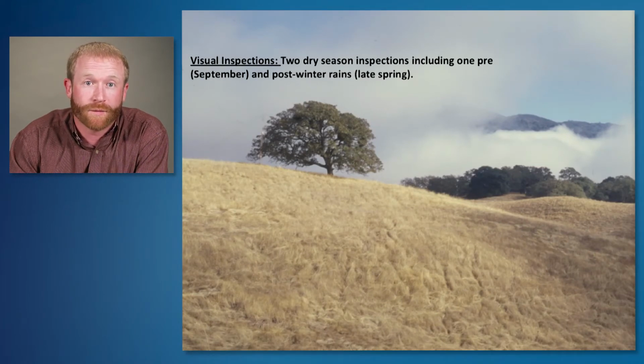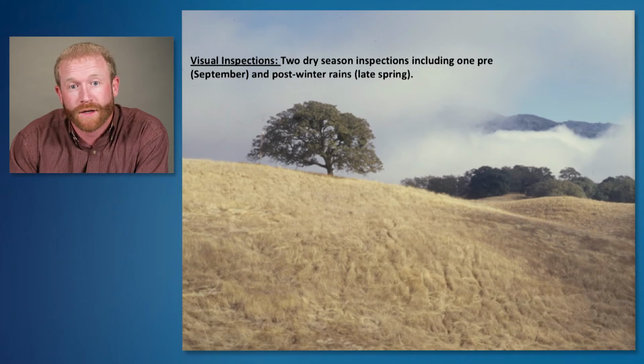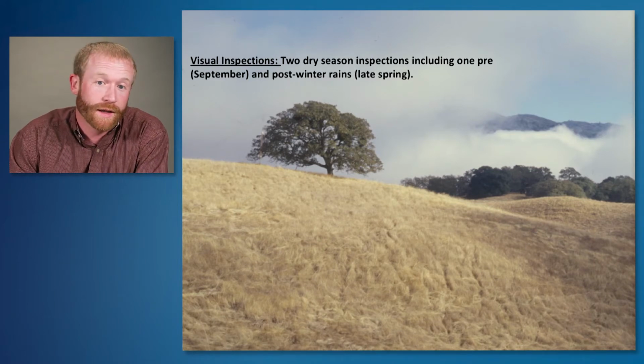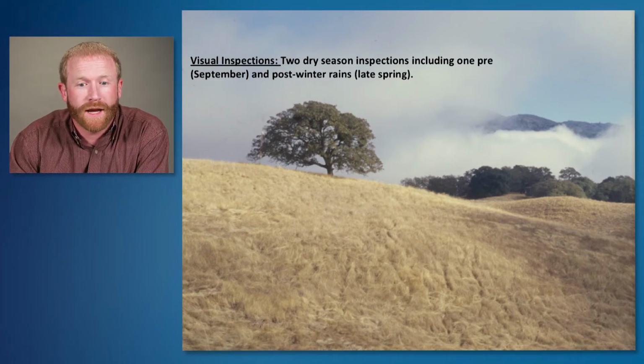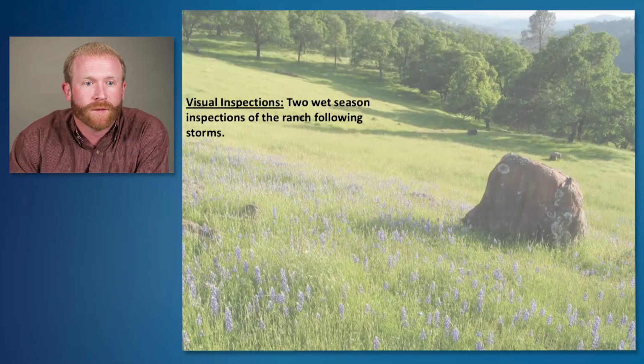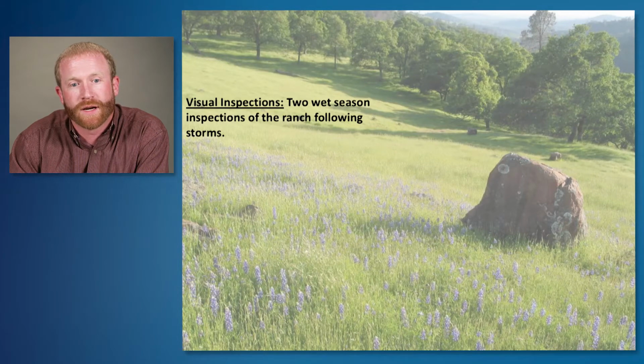It could be anywhere from early April to, in the North Coast, late June. So take that and use the knowledge you have of your area and take photos of the early dry and the late green. Additionally, it's asked that 2 wet season inspections of the ranch are conducted following storms.